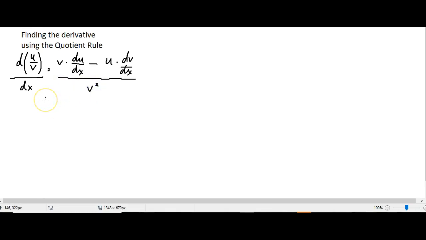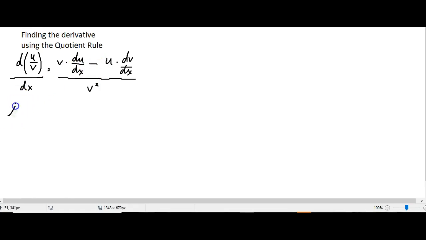Okay, so you've probably studied the product rule as well, and I want to say this is very similar, although there are a couple of things we have to watch out for. There is a subtraction between these two products here, and it's all divided by v squared. And we must put the v multiplied by the du dx first, because subtraction is not commutative. So let's do an example.